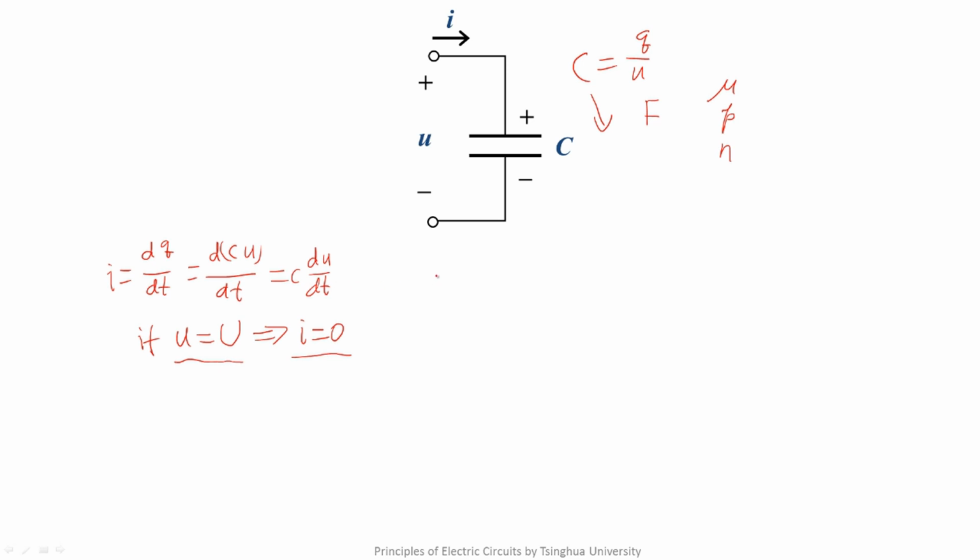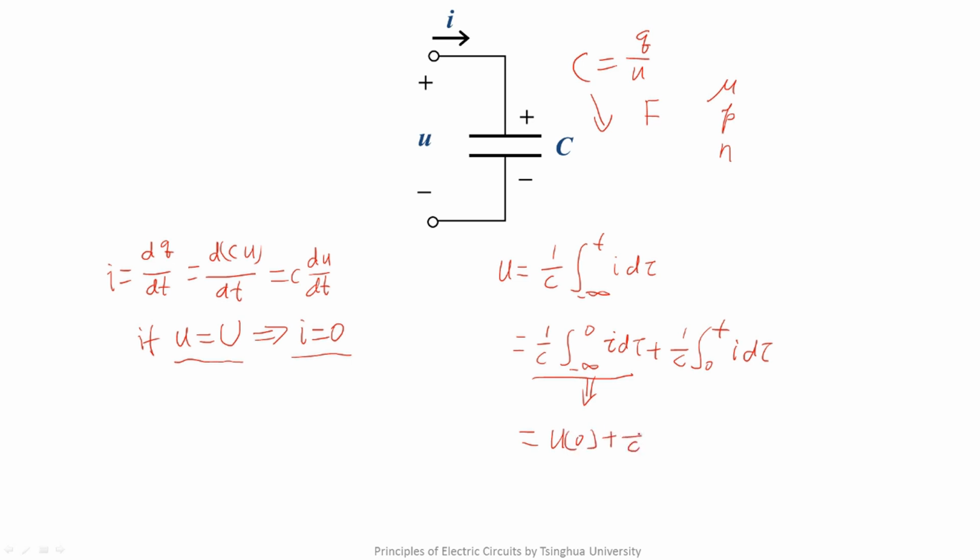In addition to the differential equation of voltage and current, we can derive the integral equation between them. That is, u is equal to 1 over C times the integral of i. We split the integral into two segments, from negative infinity to 0 and from 0 to t. For the first part, we define it as U0.